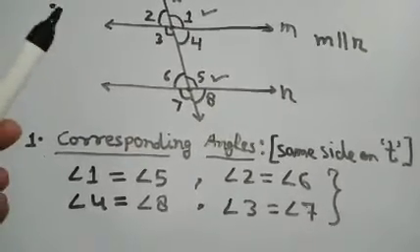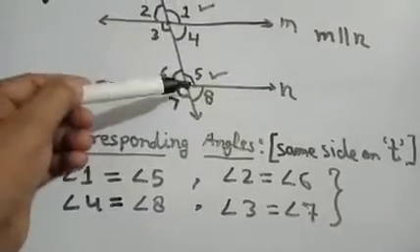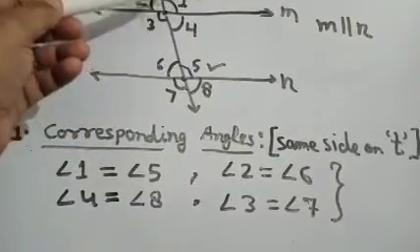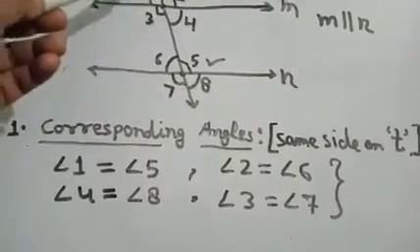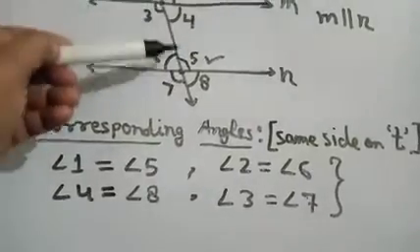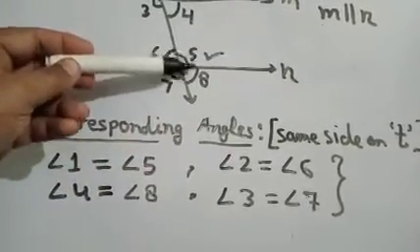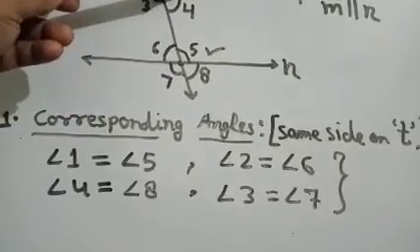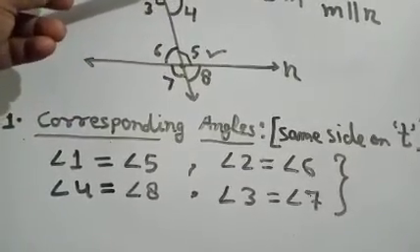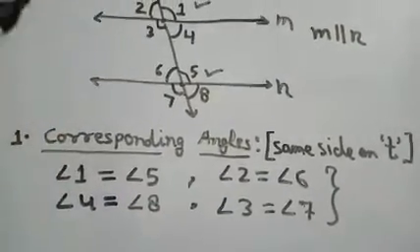So here, when the transversal cuts M and N, angle 1 is made by the transversal T and line M, and angle 5 is made by the transversal T and line N. Both are on the upper side of the respective lines. Clear?